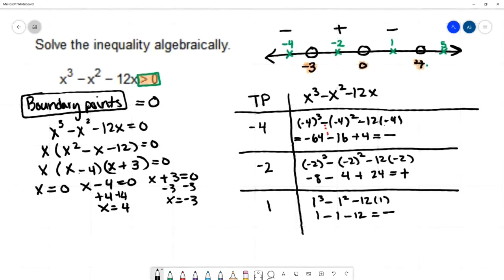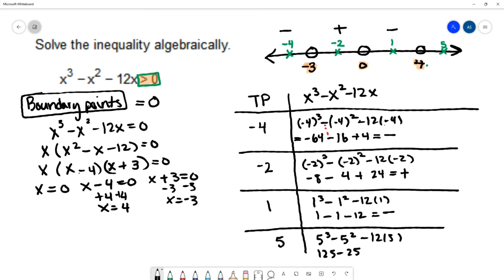So the final test point is 5. We have 5 cubed minus 5 squared minus 12 times 5. So 5 cubed is 125 minus 5 squared minus 12 times 5. So 125 minus 25, that's 100 minus 60. That's going to be a positive. So we get positive for that last interval.